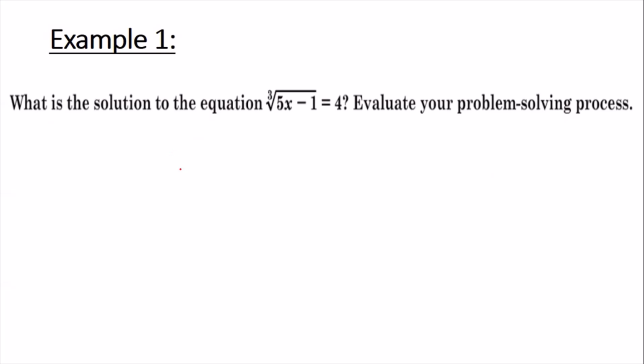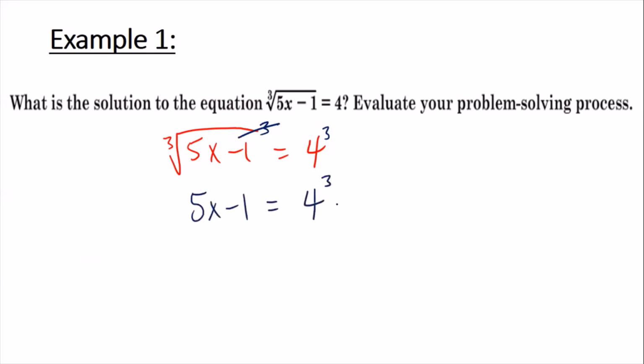So what's the opposite of cube root? To cube it. So in order to cancel out the cube root, what do I need to do? Cube. And what I do to one side, I have to do to the other. So this cancels out my radical, and I'm left with 5x minus 1 equals 4 to the third. 4 to the third means that I have 4 times 4 times 4, which equals 64. So is it okay if I just write 64 right here?